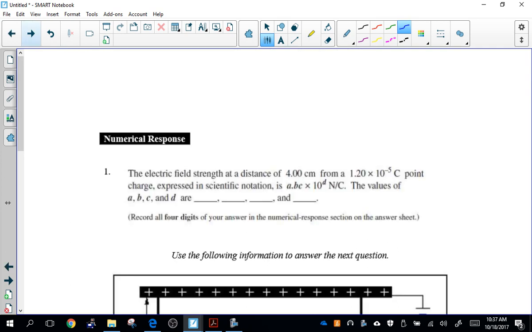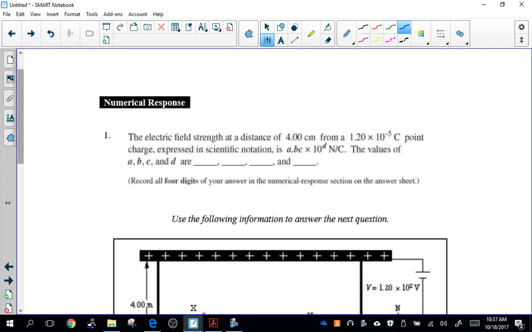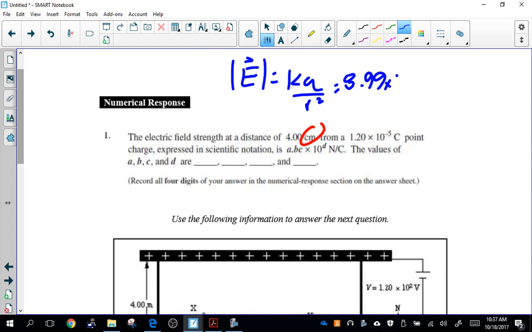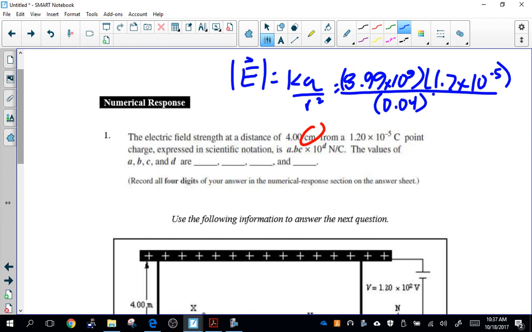Next question. Numeric response number 1, the electric field strength at a distance 4 centimeters from this charge is going to be what? This is a pretty straightforward question. We have a non-uniform field producer here. So as opposed to E equals delta V over delta D, we're going to say E equals kQ over r squared, which is 8.99 times 10 to the 9 times 1.2 times 10 to the negative 5, divided by 0.04, and then we square that.